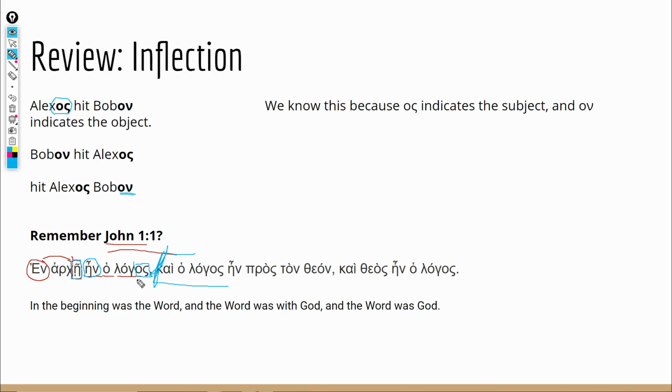And so we can determine then that the subject is doing the action. Logos is doing the action. So this makes sense to be translated, in the beginning the word was, right? You can kind of smooth that out a bit, and so you come up with in the beginning was the word. So hopefully that makes sense in terms of how we determine what is the subject and what is the object, what is inflection, because that's going to matter a lot today when we move into verbs here.